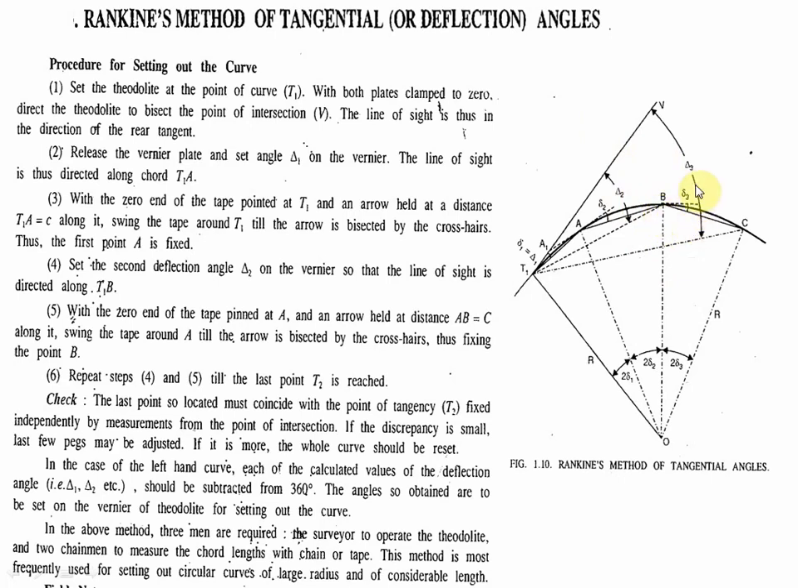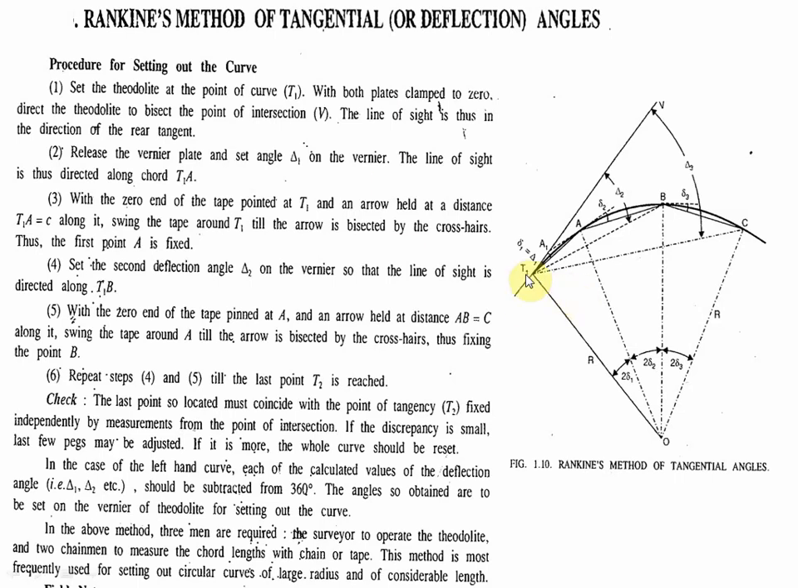And again you have to repeat the same procedure, steps 4 and 5, till the last end point T2 is fixed. Okay, so how do we do it? First, fix the instrument over the station T1, that is the point of curve. First you have to bisect the vertex, the point of intersection, while keeping both the plates at zero.